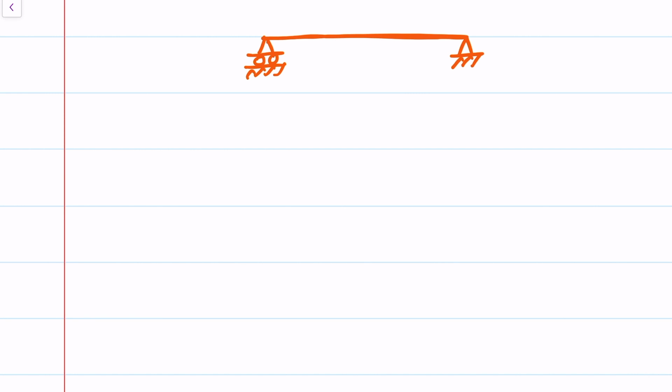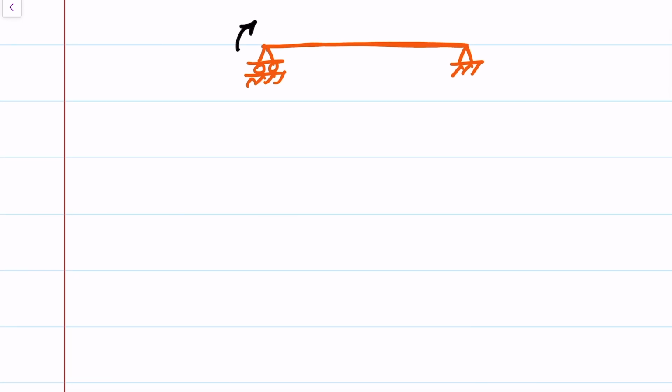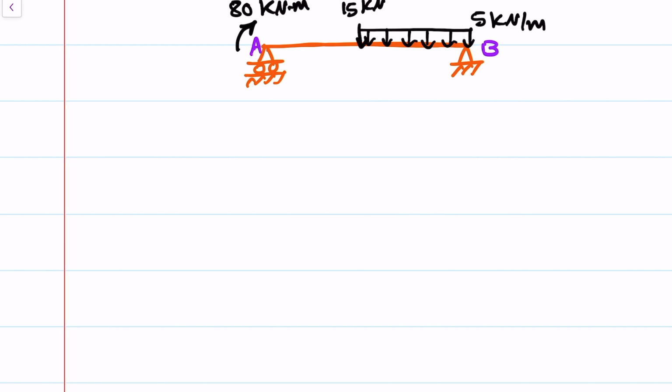So the loading is as follows. We have a moment here of 80 kilonewton meter, and the point load in the mid of the beam, 15 kilonewton, and another distributed load of 5 kilonewton per meter. And this is point B, this is point A, and this is 5 meter.